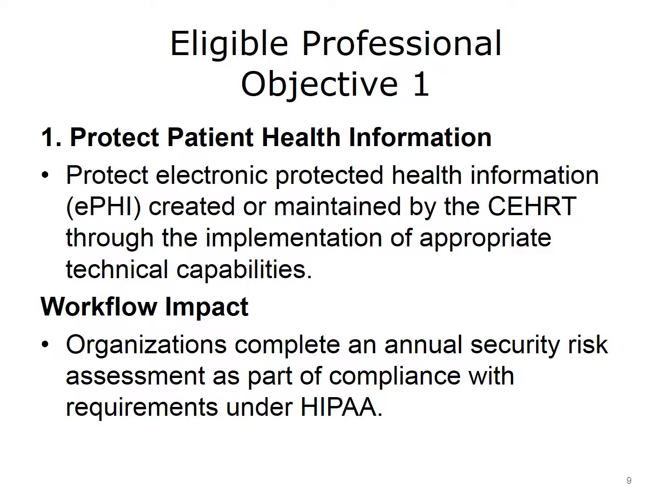The first objective is to ensure that health information created or maintained by the CEHRT is protected. The measure for Objective 1 states that to attest to the objective, the practice must have undertaken a formal risk management process, i.e., conducted or reviewed the results of a security risk analysis of their systems according to 45 CFR 164.308 A1, and must have implemented security updates as necessary and corrected identified security deficiencies.